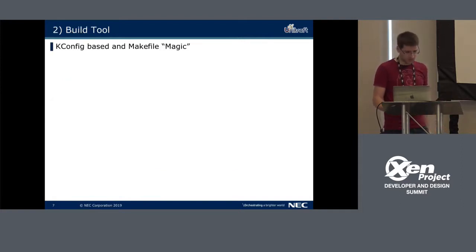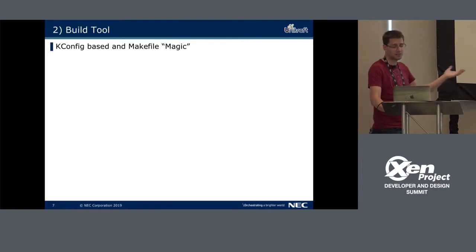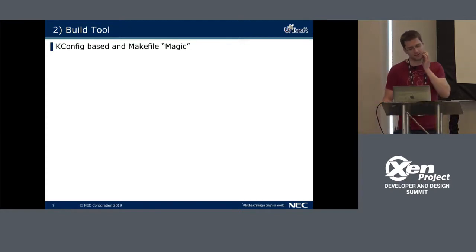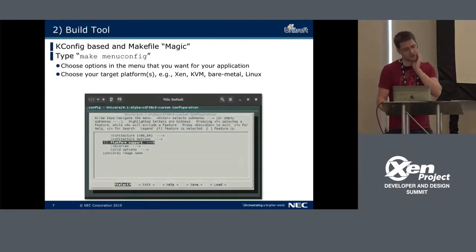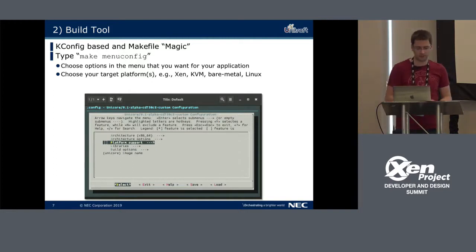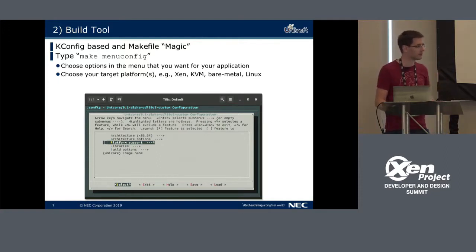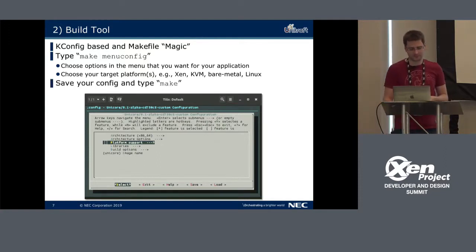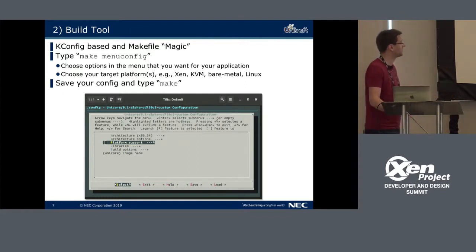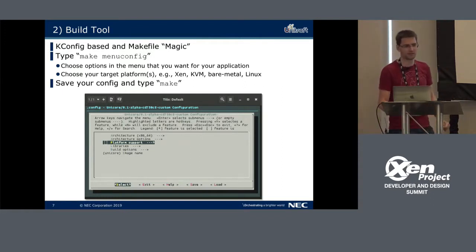Our build tool is actually makefile based. We stole kconfig from Linux. The whole flow is really close to what you do with the Linux kernel. You have make menuconfig, you select options there, and you have a .config. You save your config and type make, and the whole thing starts to build you the images. So this was a really short recap.